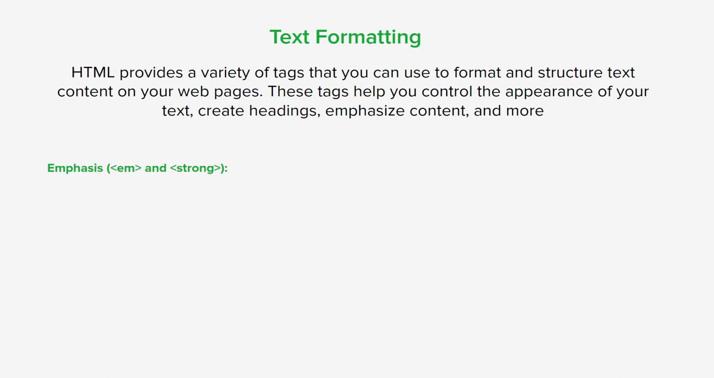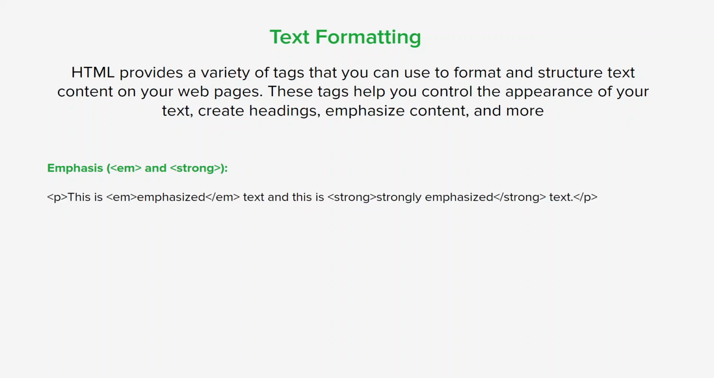Then you have the emphasis. The EM tag is used to emphasize text, usually displayed in italics, and the strong tag is used to indicate strong importance, typically displayed in bold. Search engines and screen readers may treat content within the strong tag as more important than content within the EM tag. So this is an example here. You can see this entire content is wrapped in paragraph tags, and then specific words are wrapped in the EM tag and the strong tag as well.